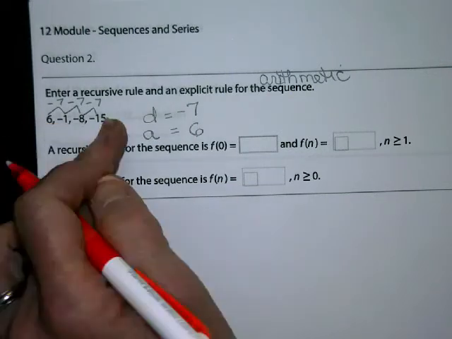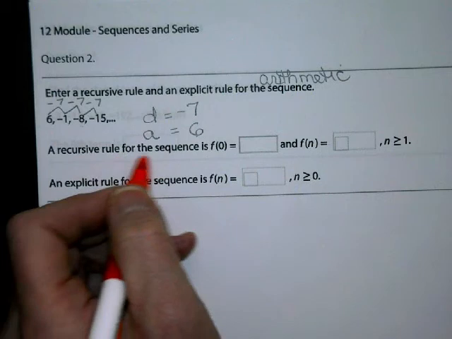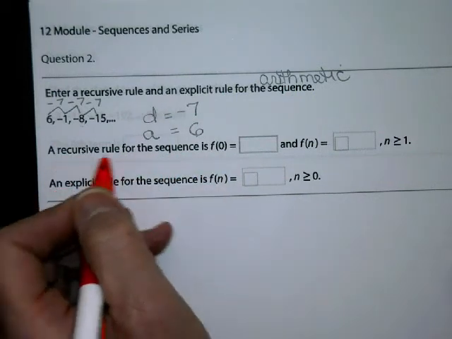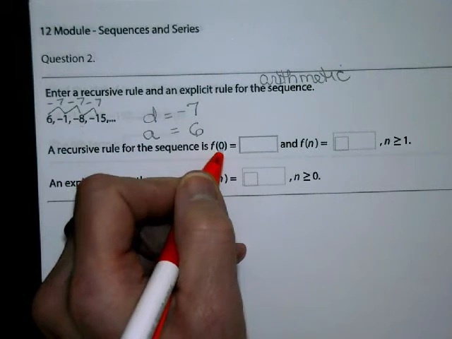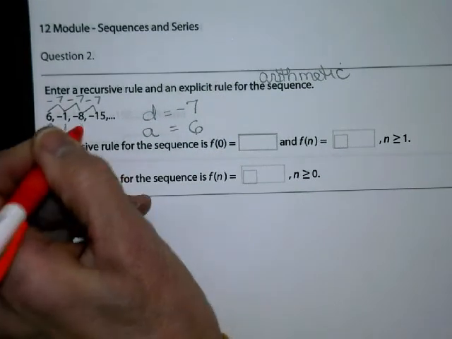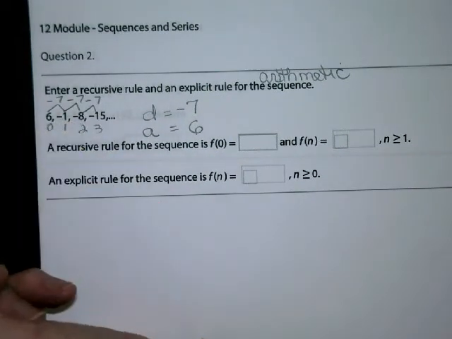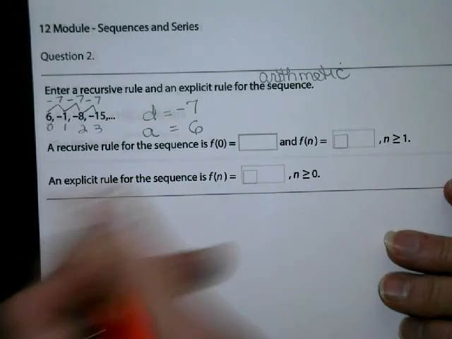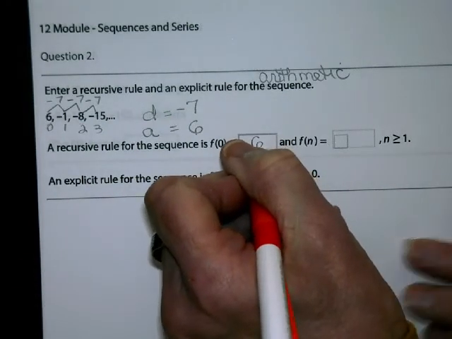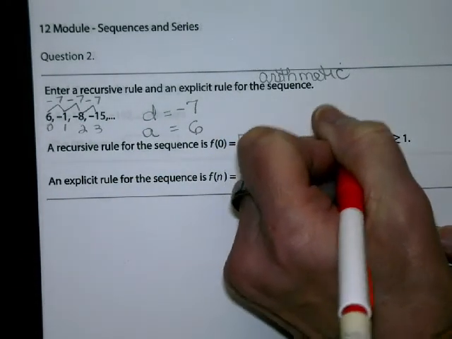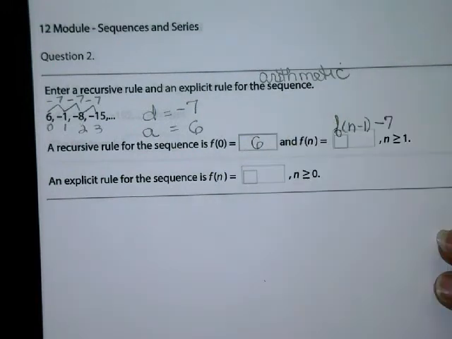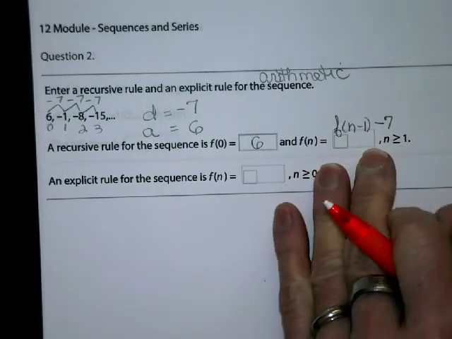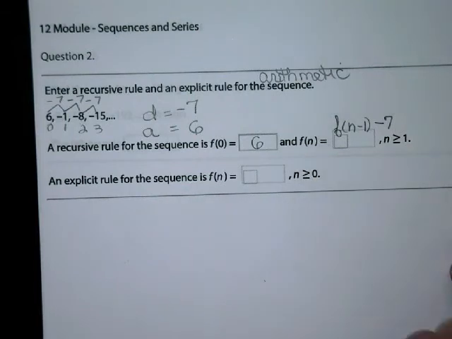Then my initial value is 6. I've got to know if this list starts with n equals 1 or n equals 0. Well, the recursive rule tells the story. A recursive rule for the sequence is when n is 0. So this is 0, 1, 2, 3, etc. So the recursive rule is we start with the first term, and then we take the term before, and we have a subtraction of 7 in this case. No problems with this typing. I think you'll get along just fine with this one. It's just number 1. I'm a little fuzzy on that.